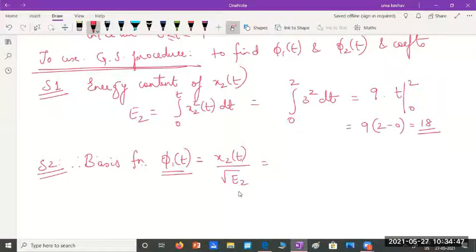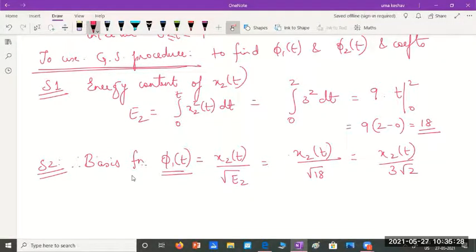It is defined as a given signal divided by the square root of its energy, or if you want to write it in terms of the coefficient, it will be S2 of t divided by S21. Anyway, write it like this only, it's easier. So I can write it as x2 of t, the signal, divided by root 18, or x2 of t divided by, can I write it as 3 root 2? Root 18 can be written as 3 root 2.